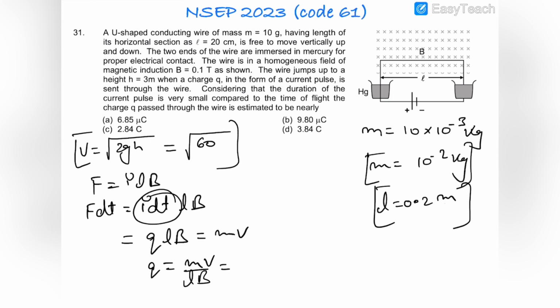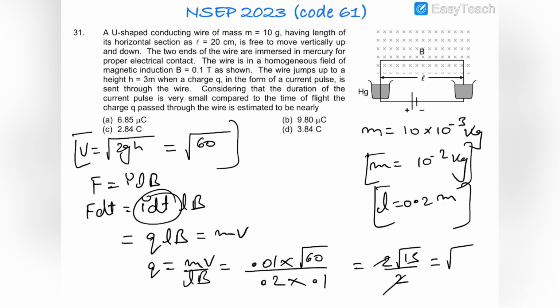Okay, now m is 0.01 kilogram, v is under root of 60, and length of the wire is 0.2, and the magnetic induction is 0.1. So it is 2 root of 15 divided by 2, so it would be root 15. So root 15 would be approximately equal to 3.84. So the correct answer would be option number D. Now we move on to the next question.